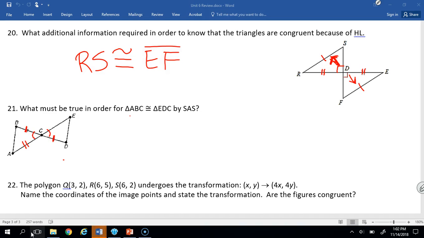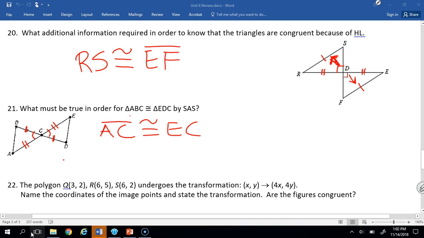So we need another pair of sides to be able to say that these two things are congruent by side, angle, side. So again, we could use our similarity statement. So we have AC, and AC maps to EC, sorry. So that is how we could say that the extra part is congruent with the extra part.